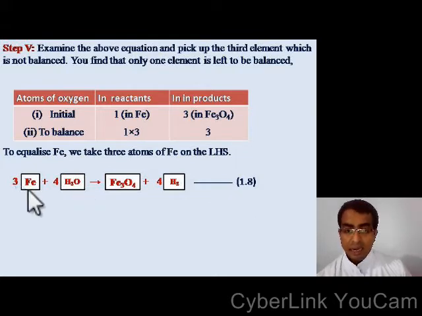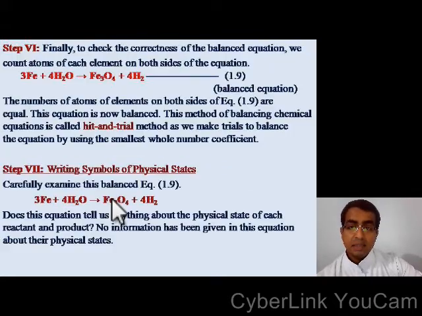There are 3 iron atoms on the reactant side, 3 iron atoms on the product side. There are 8 hydrogen atoms on the reactant side. There are 8 hydrogen atoms on the product side. There are 4 oxygen atoms on the reactant side. There are 4 oxygen atoms on the product side. This is called a balanced chemical equation.